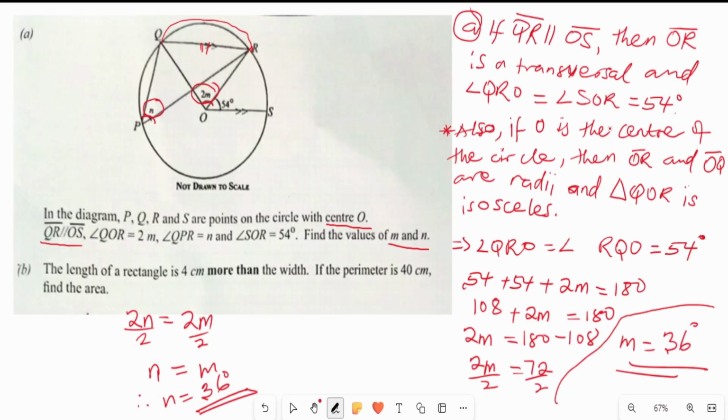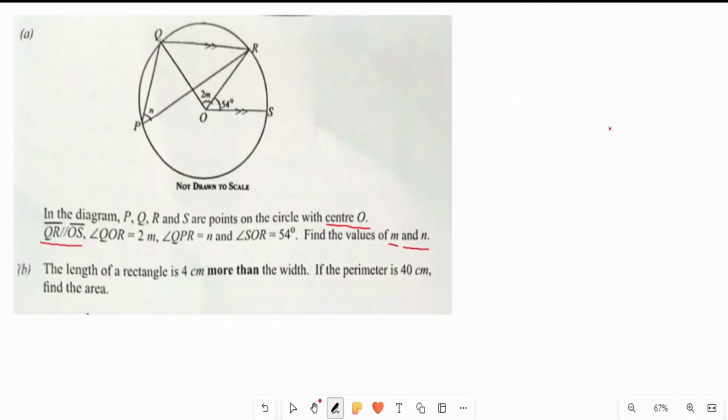Let's move on quickly to the B part of the problem. The B part of the problem says that the length of a rectangle is 4 centimeters more than the width. If the perimeter is 40 centimeters, find the area. We'll first start with the sketch of a rectangle. And coming back to the problem, we have the length being 4 more than the width. That's a very important information. And also the perimeter is 40 centimeters.